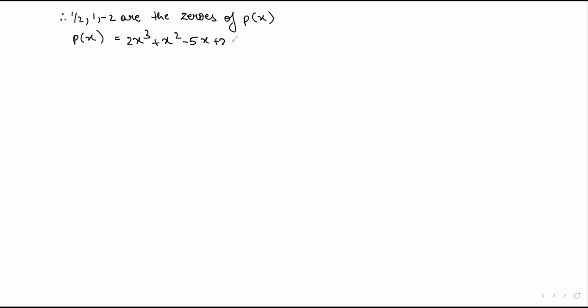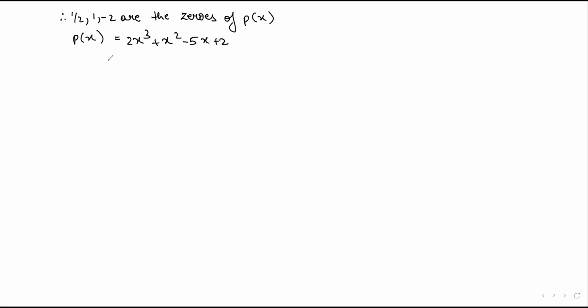Therefore, 1 by 2, 1 and minus 2 are the zeros of the given p of x. And what is p of x? I'm rewriting it. 2x cubed plus x squared minus 5x plus 2.